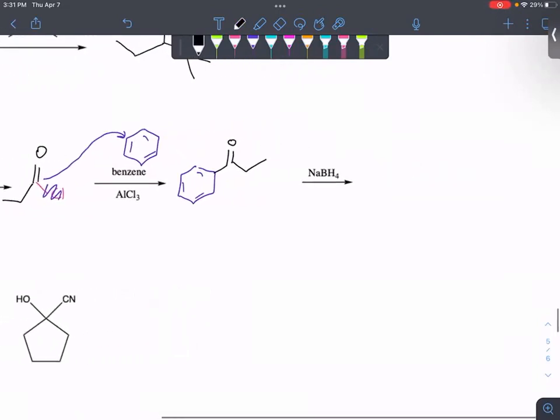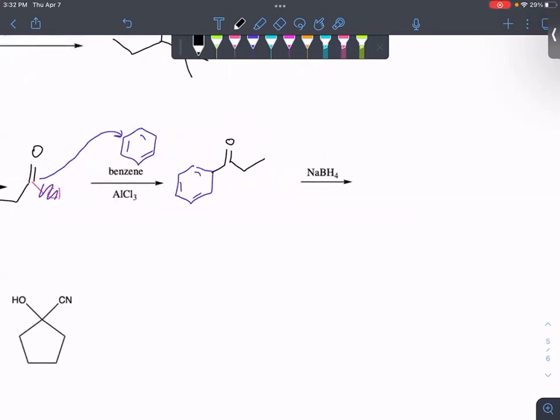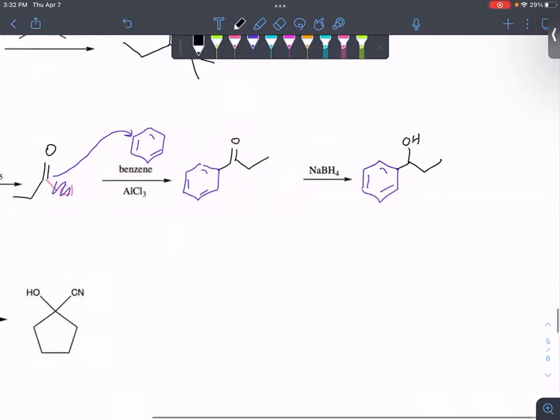And last step, into what? So reduction into secondary alcohol. If you were reducing with something like a Grignard, it would be reduced into a tertiary alcohol. We would add like AR. So you're just adding an H for this.